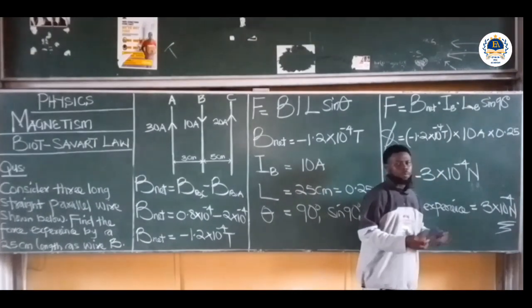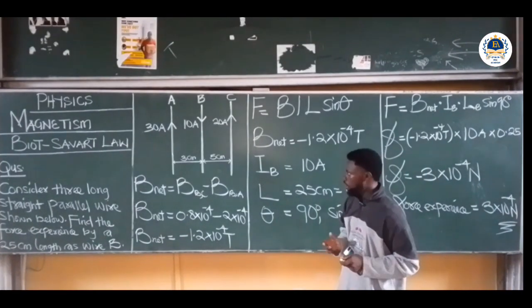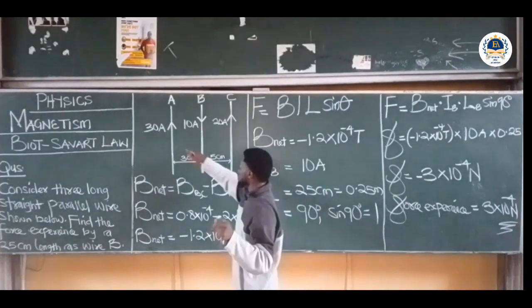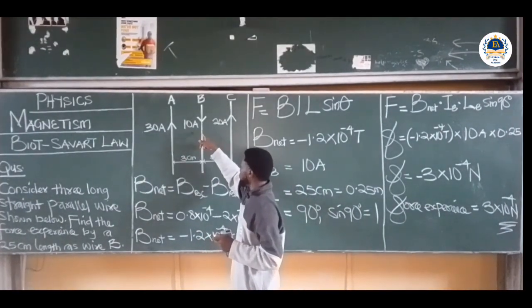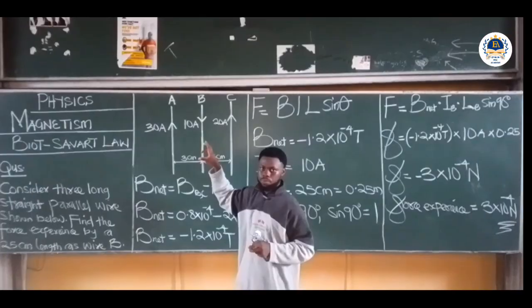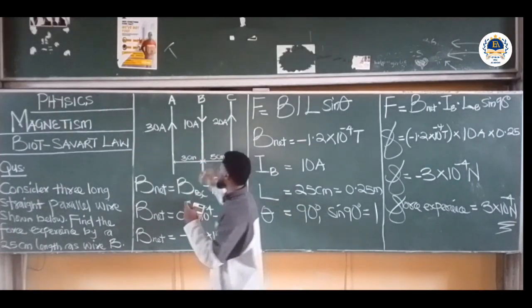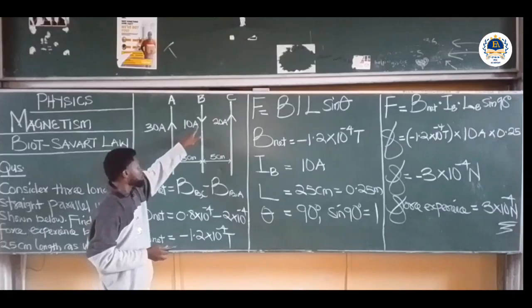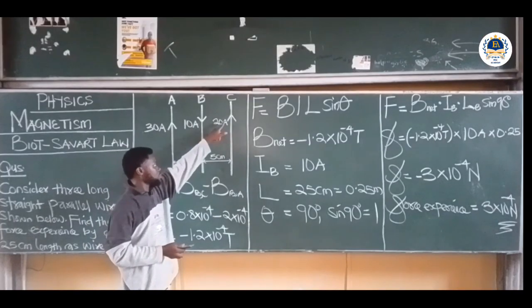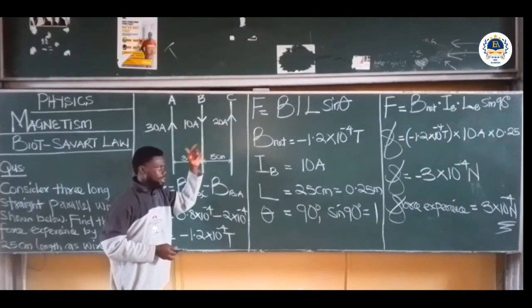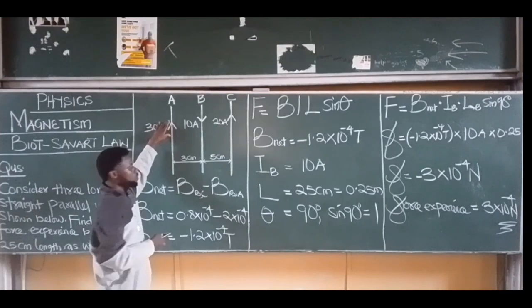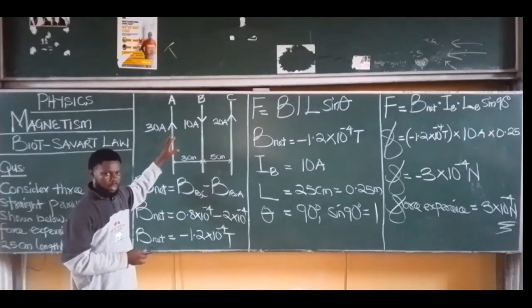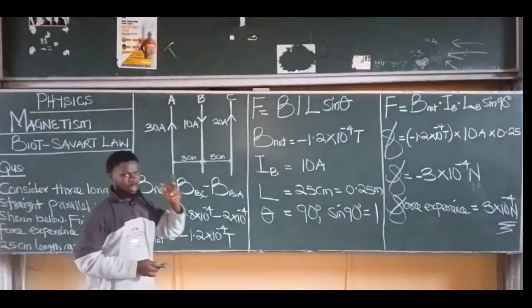Let's consider another question where the direction of the current in this loop, okay, let's say A will point up, B will also point up, and C will face down. Then we will be required to determine the length of B in the question. So let's look at example number 2.